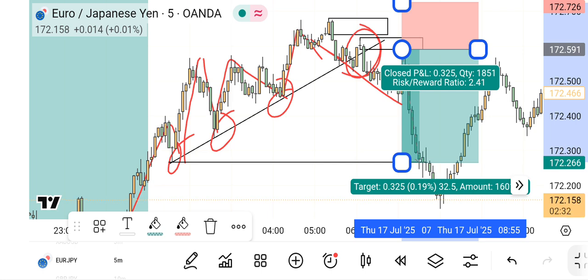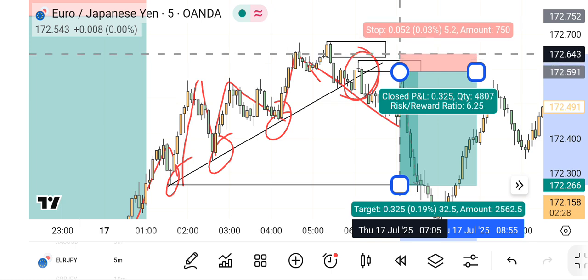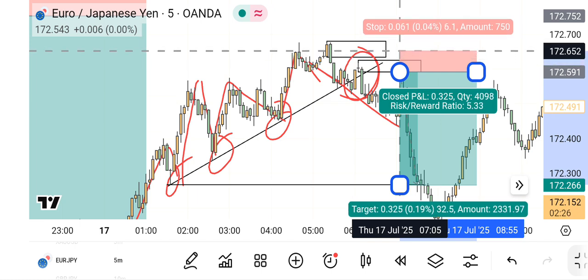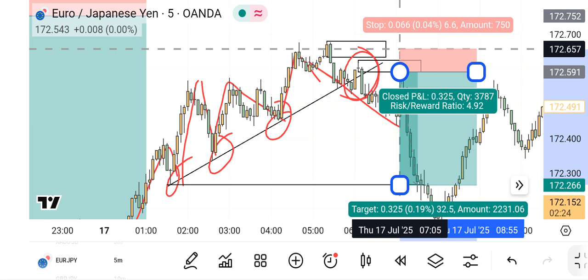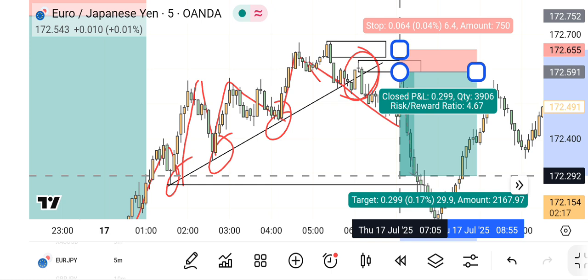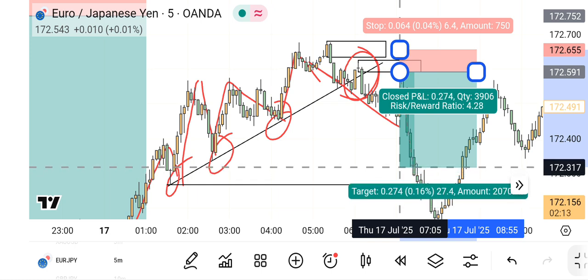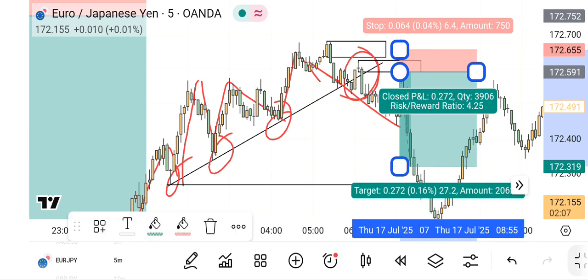EURJPY. The stop loss was above around here. I just shifted it to give me a 6.5 pips stop loss for 27 pips. My take profit was around this zone, 27.2, and my stop loss was around there, 6.5.